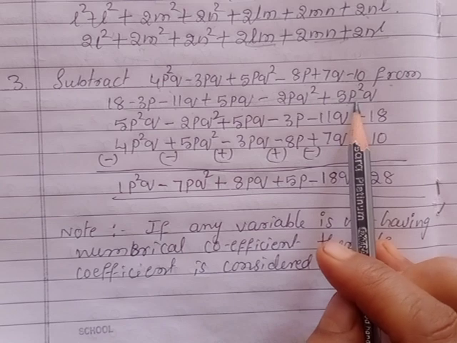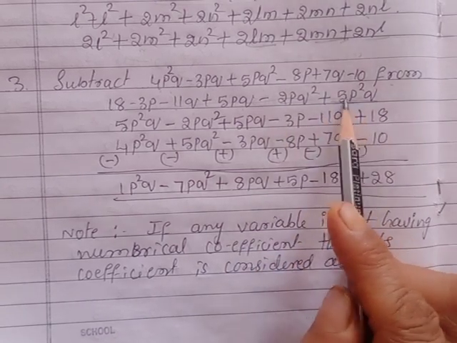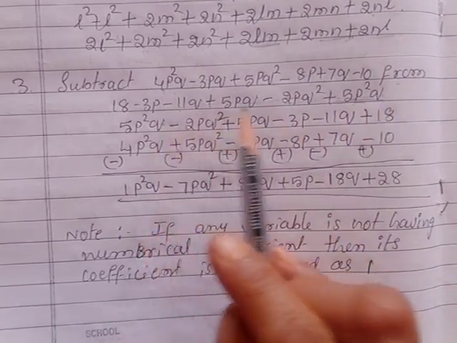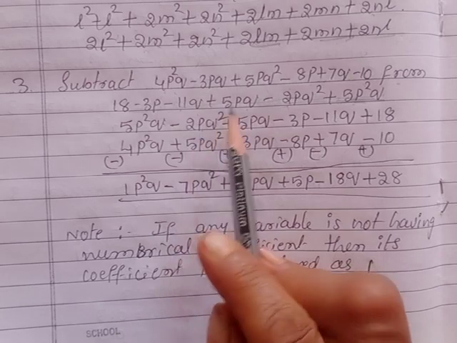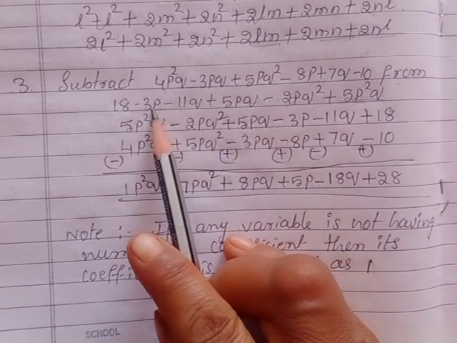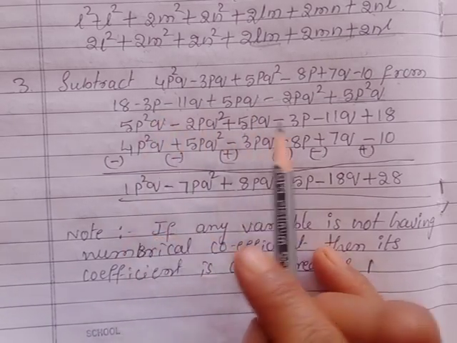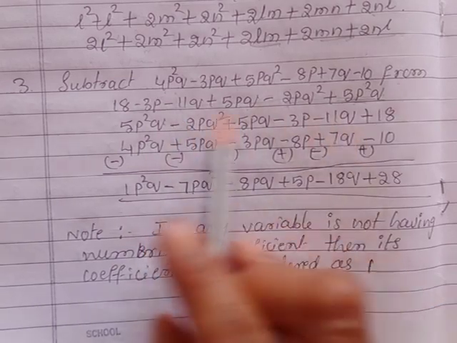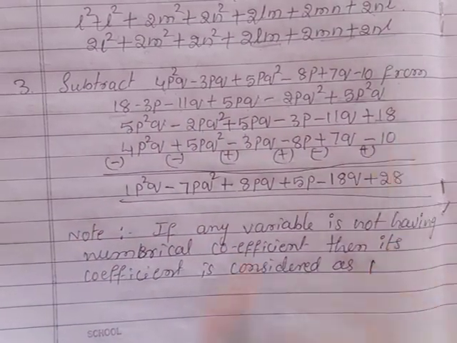Arrange it according to powers. You write down 5p square q first. This one I have written second. Then 5pq. Then these two, minus 3p minus 11q. The number I wrote at the last.